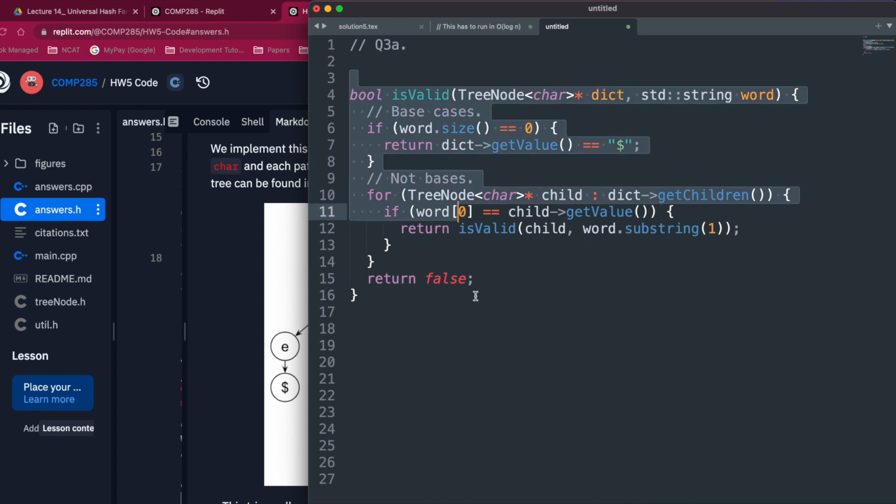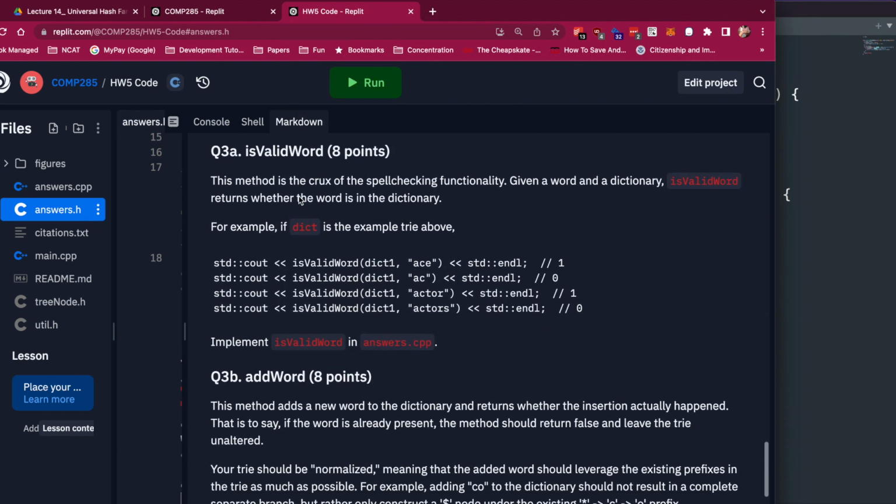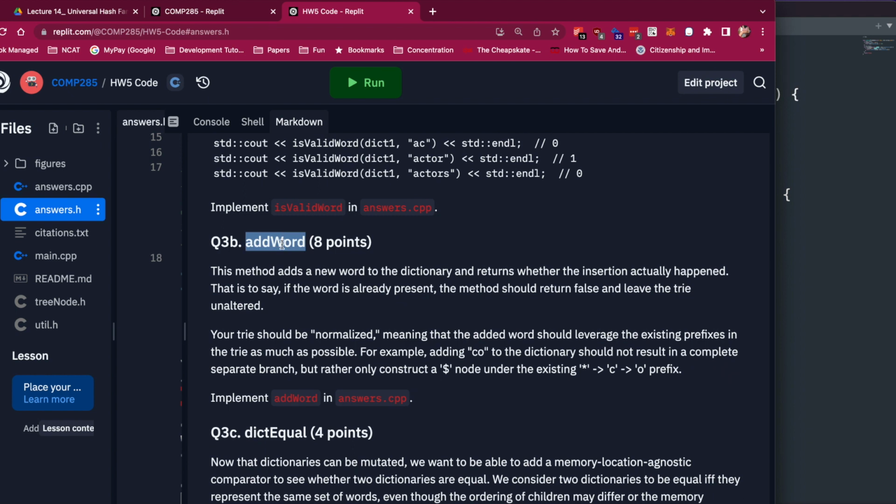Cool. So this is probably an approach to it. You should definitely think through all these cases. I'm not 100% sure if the child is going to be null here, but you should definitely think through all of them. Cool. The next one is basically adding a word to the trie.